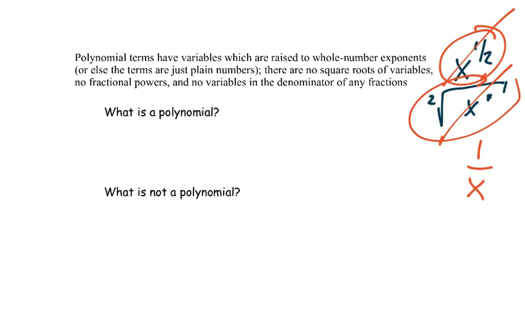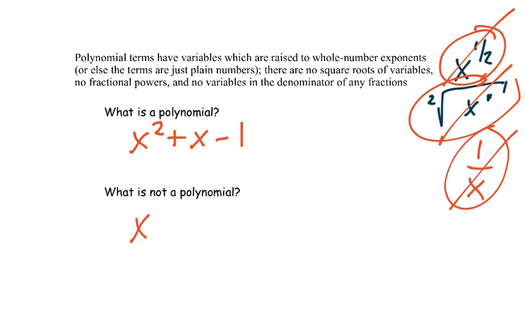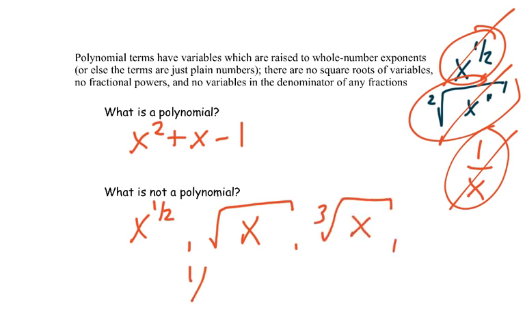Now again, that can be a function that we will go over later, but it's just not known as a polynomial. So, again, a polynomial is a bunch of terms added together, and so we've got some examples of what is a polynomial. You can do your basics of x squared plus x minus 1, okay? But what is not a polynomial is what we have listed over here as x to the half, square root of x, even cube root of x, and then 1 over x.